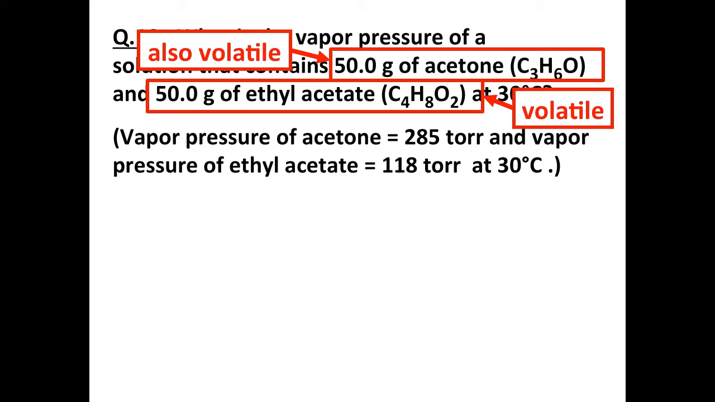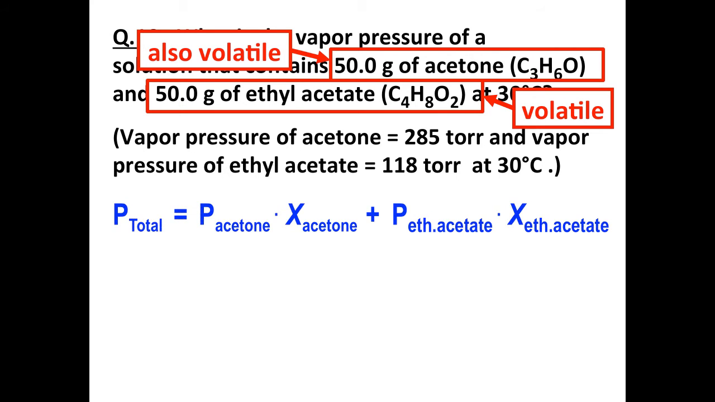Well, it's pretty much as simple as saying what's the vapor pressure from the one substance, what's the vapor pressure from the second, and then add them up. So it's just doing our vapor pressure equation, but we do it twice. We do it for each substance because we don't now have a clear solute and solvent, one of which is non-volatile. So the total vapor pressure is the vapor pressure of pure acetone times its mole fraction, plus the vapor pressure of pure ethyl acetate times its mole fraction.